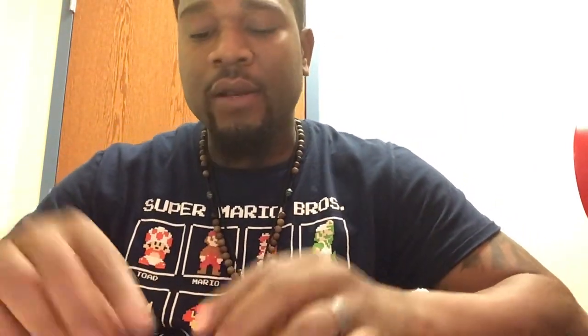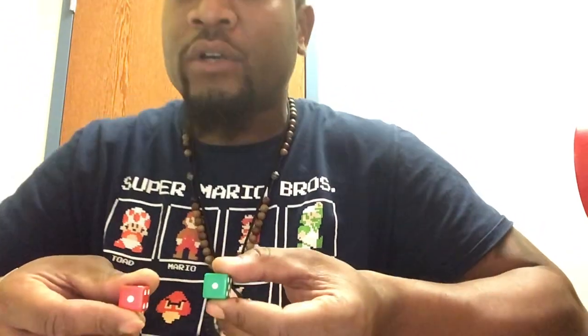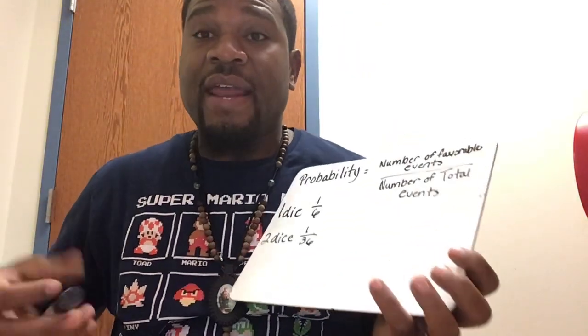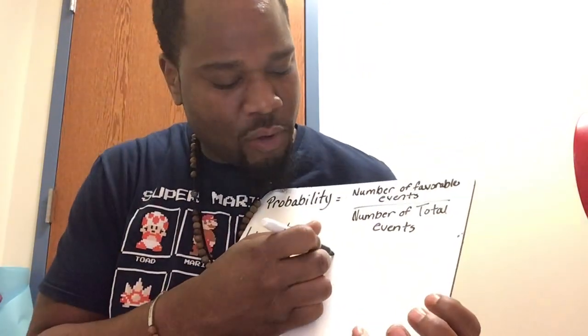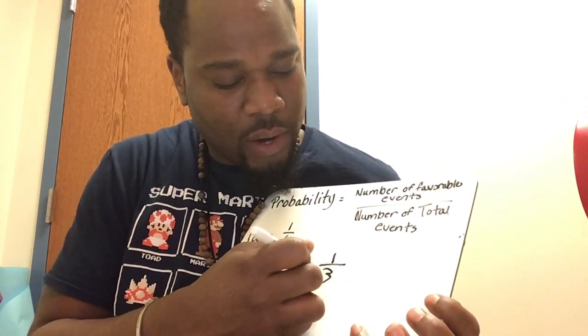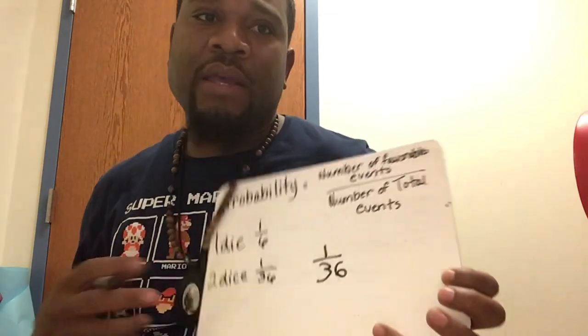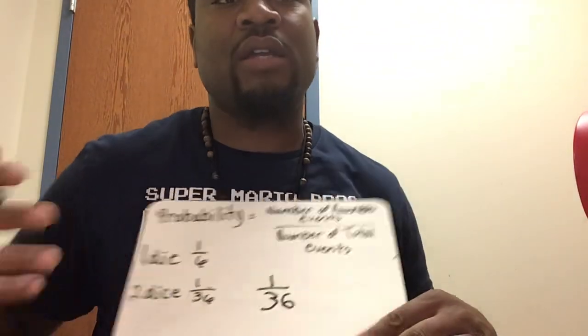Let's talk about the probability of getting some specific sums. For example, the sum of two. If I roll the dice, I can only get a sum of two one way, and that's if both of the dice land on 1 and 1. So it's only one chance out of 36. That will be 1/36.